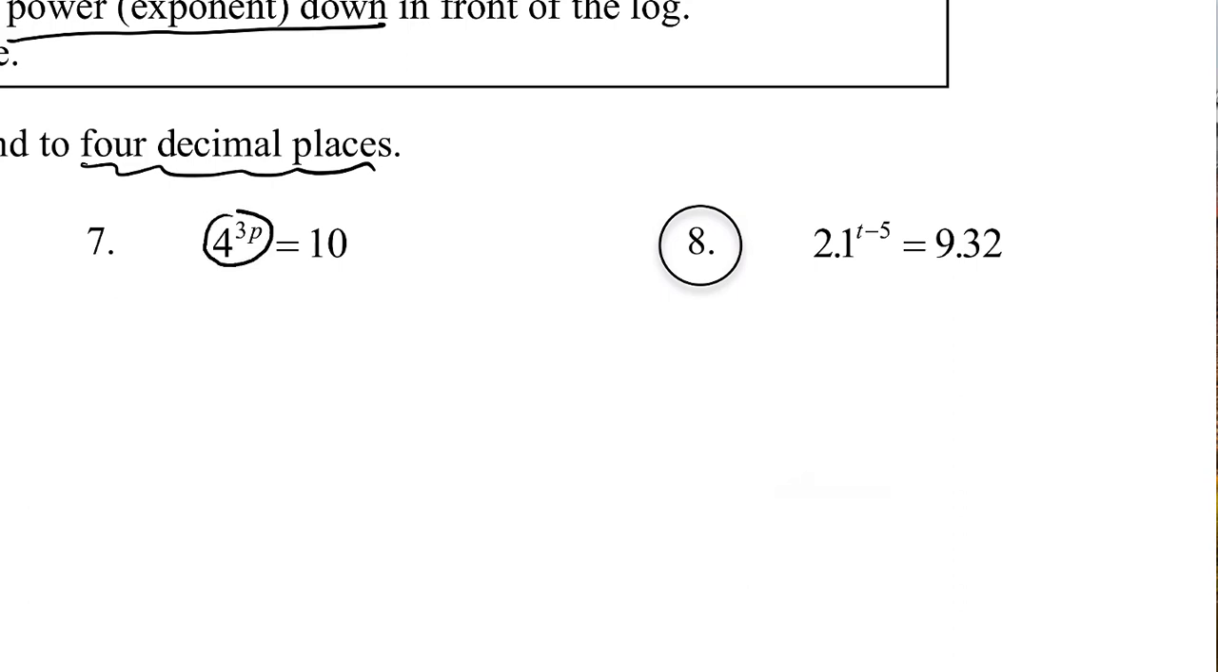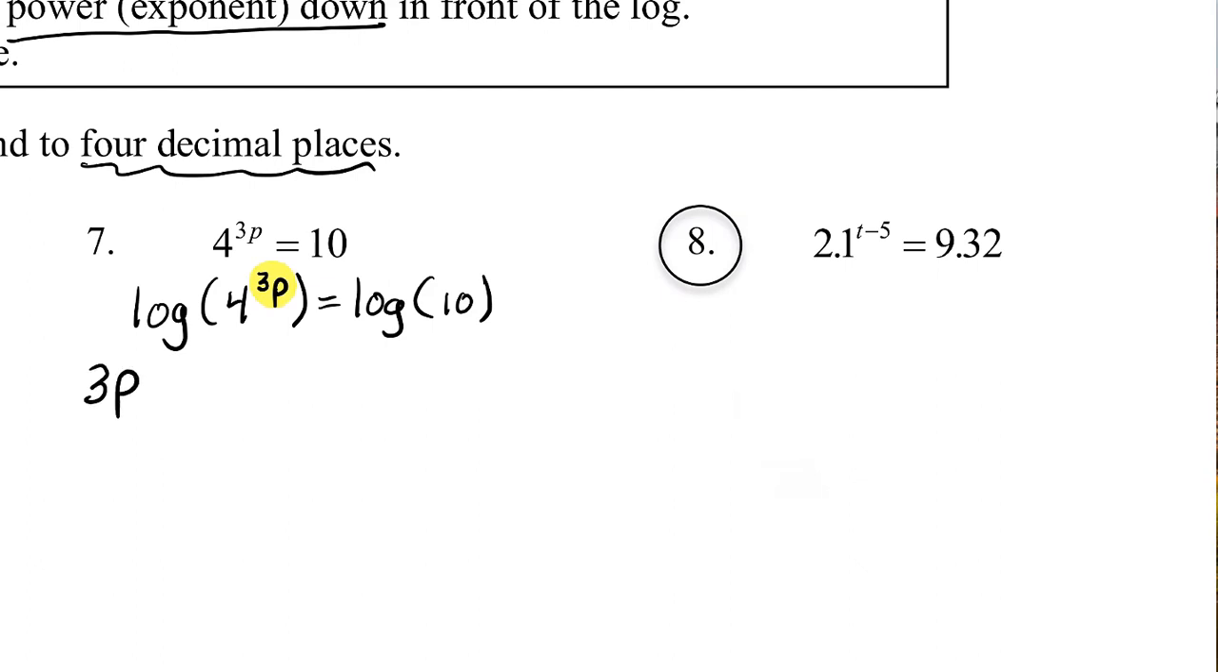So the first step, the exponential, this is already isolated. There's nothing out here, there's nothing out here. So we can jump right to our second step, which is log both sides. Log 4 raised to the 3p equals log 10. And then once we have that, we use a logarithm because our power here, we can bring down out in front: 3p times log 4 equals log 10.